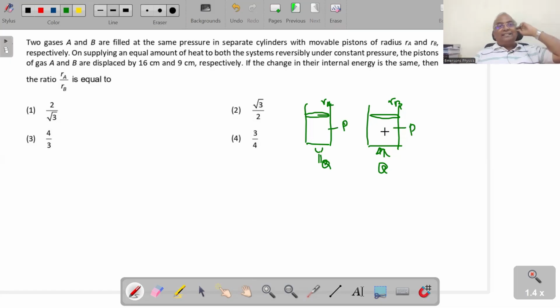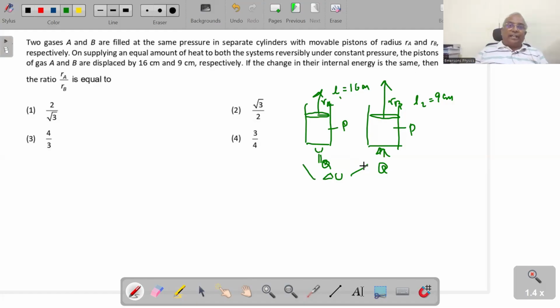The piston of gas A is displaced, A moves a length of 16 centimeter, B moves a length L2, let us say 9 centimeter, respectively. If the change in their internal energy is the same, so the internal energy was the same for both. Now what they have asked is the ratio of R1 and R2. So energy supplied is the same. The energy we supplied to both is the same.